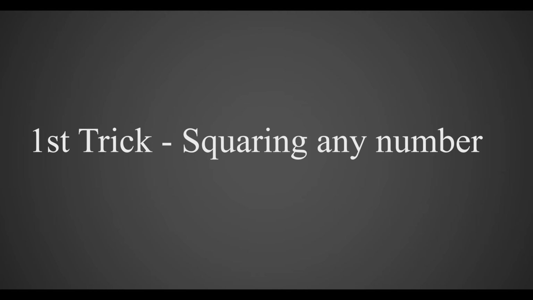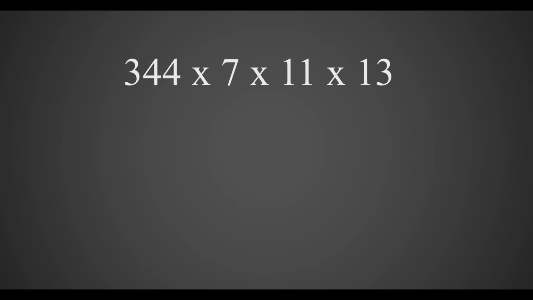So now this third trick is more of a trick to impress your friends with. So now this would only work with 3-digit numbers. Now let's say you ask your friends, how fast can you multiply 344 by 7, 11, and 13. Now you may think, oh my gosh, that's actually such a difficult calculation. However, this is a very simple calculation.